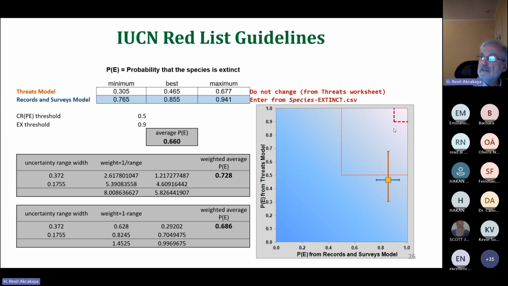And if the result is in this corner at the very top right, meaning that the probability that the species is already extinct is over 0.9 for both methods, then we call the species extinct. If it is not there, but it is in the top right quadrant, in other words, the probability that the species is already extinct from both methods is above 0.5, above 50%, then we recommend that you assess the species as probably extinct. And if it is not in the top right quadrant, if it is anywhere else, then we recommend that you assess it as threatened.